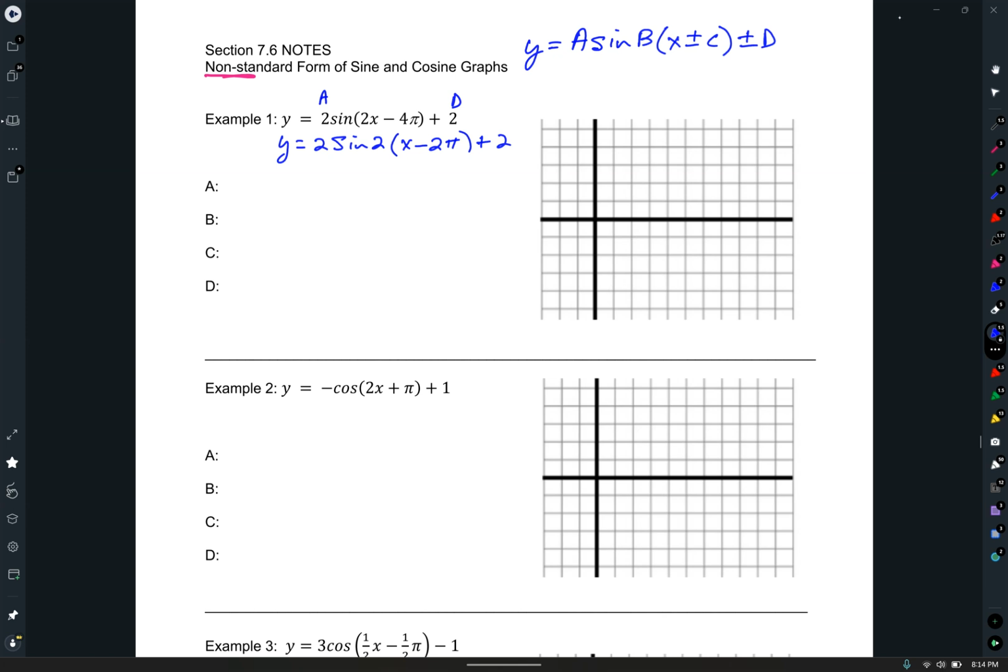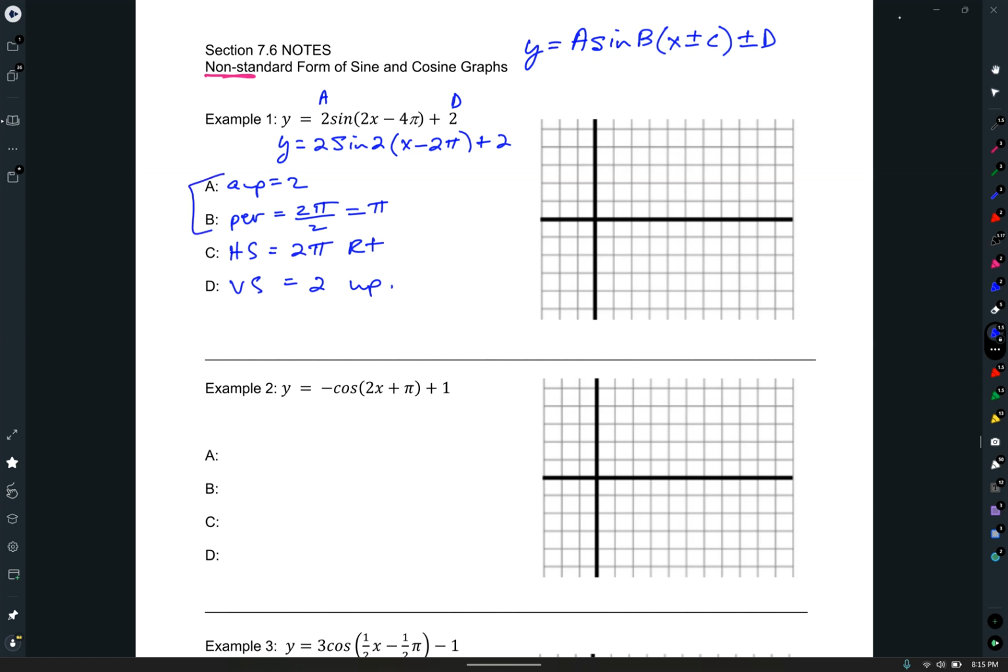Okay. So just for practice, let's put this graph on. So let's see, the amplitude is 2, the period is 2 pi over b, so that's going to simplify to be pi. The horizontal shift is 2 pi to the right, and the vertical shift is 2 units up.